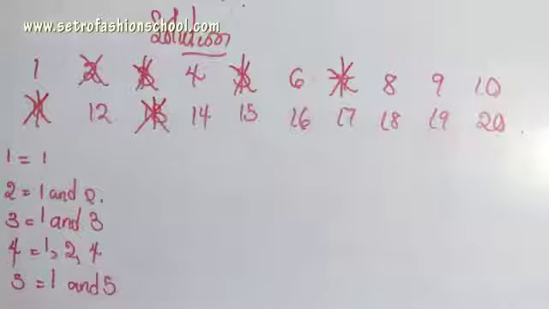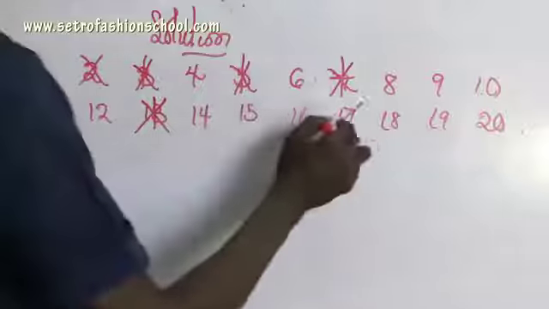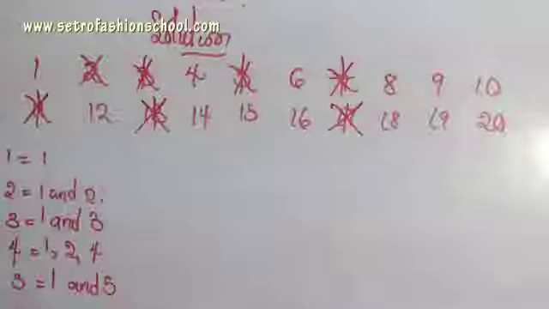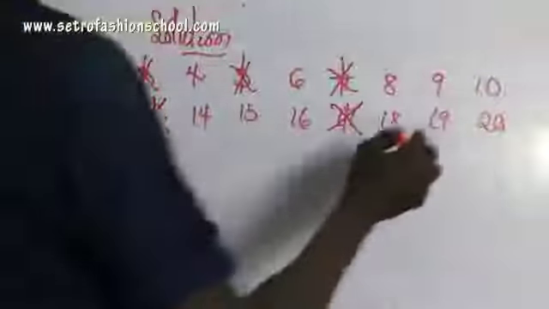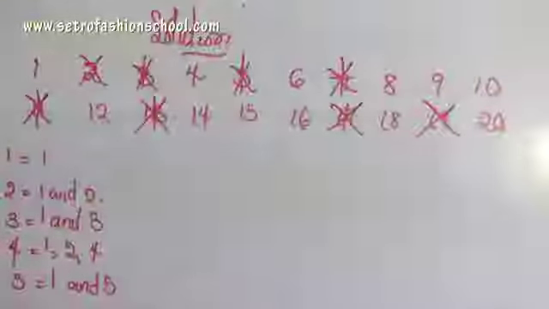14 is not a prime number because it has more than 2 factors. 15 is not a prime number because it has more than 2 factors. 16 is not a prime number because it has more than 2 factors. 17 is a prime number because its factors are 1 and 17. Now, 18 is not a prime number because it has more than 2 factors. 19 is a prime number because the factors are 1 and 19. 20 is not a prime number because it has more than 2 factors.